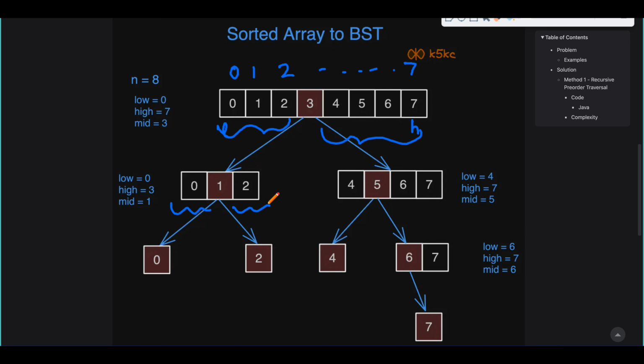Similarly, now we will fill in the left and right children of 1. So we can see that 0 exists on the left of 1. So 0 will become the left child of 1. Similarly, remaining subarray on the right is 2. So 2 will become right child of 1. Similarly, for node element 5, there is only one element on the left, which is 4. So that will become the left child of 5. And now on the right side, there are two elements remaining, 6 and 7. So 6 will be the middle. So 5's right child will be 6. And then on 6, there is no element on the left side. So it will be null. And on the right side, there is 7. So 7 will become the right child. And that is how the whole algorithm will work.